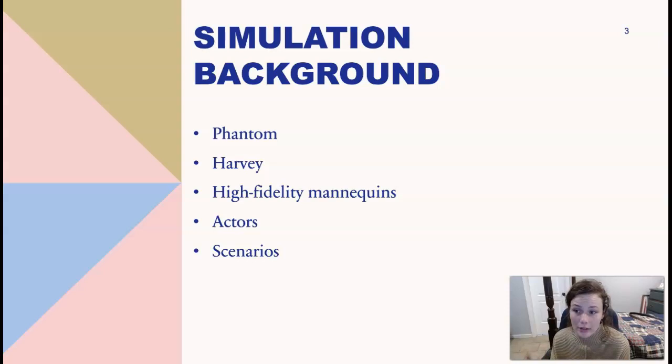Or they can take a scenario that's already created from a website and adapt it to their learning outcomes. So definitely the educator has a lot of control in the simulation setting. And that is why it is so vital that we make sure that these educators are prepared to educate these students in the simulation setting. That way we are improving these learning outcomes.